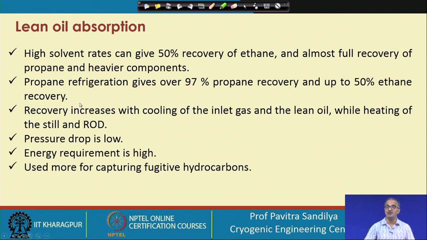So, this is a comparison: if you are using propane refrigeration, then we are able to get quite a high amount of the propane in the natural gas liquid. About 50% we are getting in the natural gas liquid, and the rest of it goes with the overhead gas.